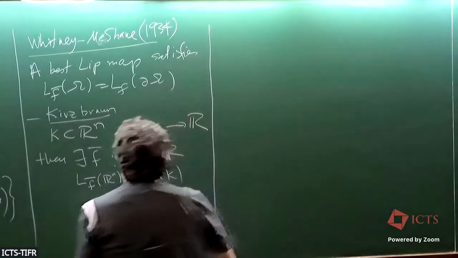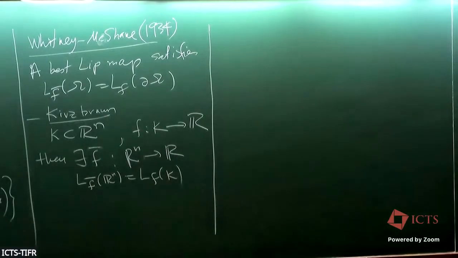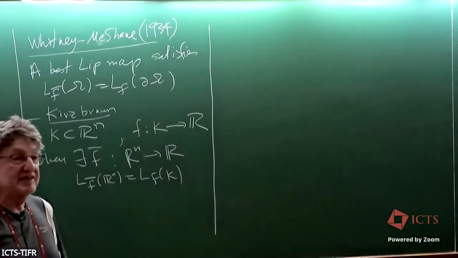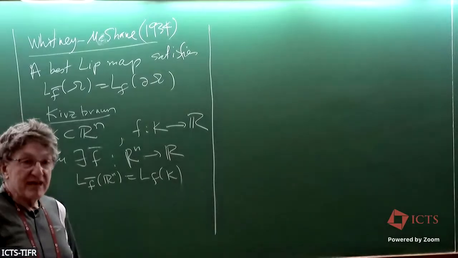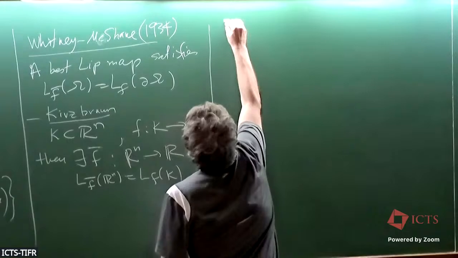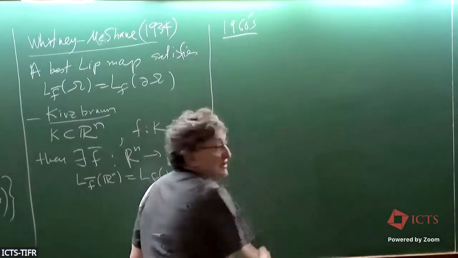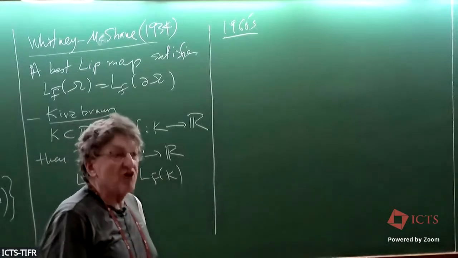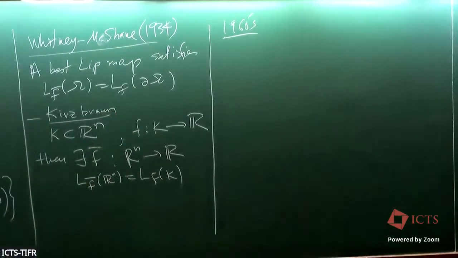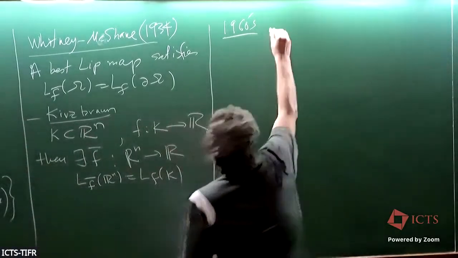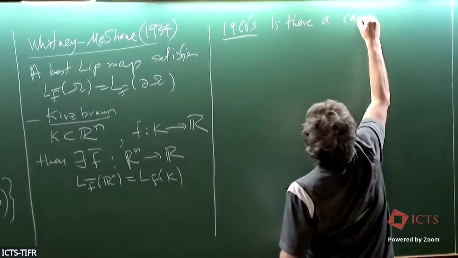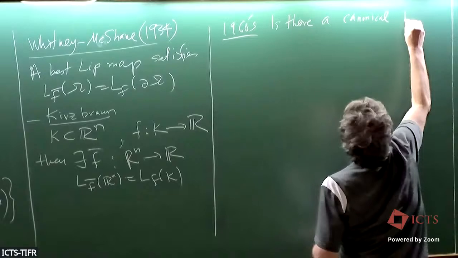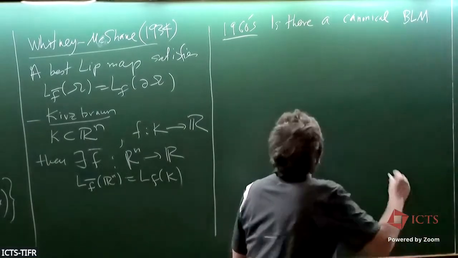So the problem with both solutions, the problem with best Lipschitz maps, and I had this issue when I studied Thurston, is that it's completely non-canonical. I mean, there are just too many of them. So again, this goes back to 1934, and in the 1960s people asked, can we construct a canonical best Lipschitz map? So let's say for the first problem, is there a canonical BLM, best Lipschitz map? That is the question.